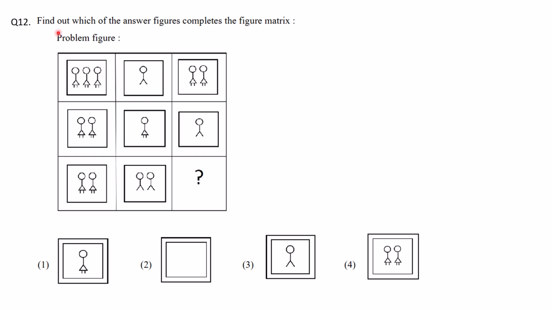Now question number 12: find out which of the answer figures completes the figure matrix. Here in the first row, the first figure has 3 and the second has 1, and the difference of that is 2, which is given in the third column. For the second row, you see 2 figures, then 1 figure, and the difference is 1, which is given in the third column. Same way here, both the first and second columns have 2 figures. If you subtract, you will get 0. So the correct option will be option 2. Now moving to the next question.